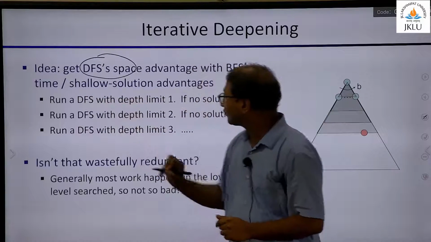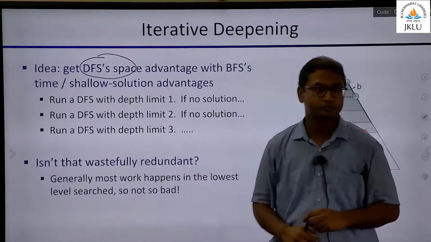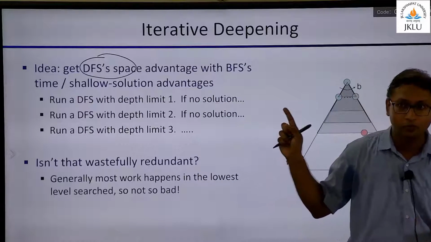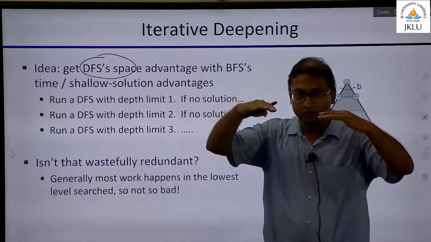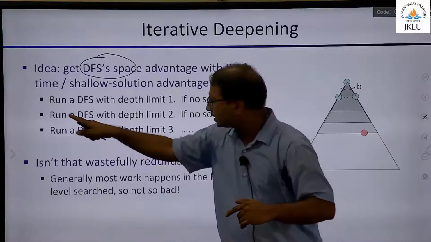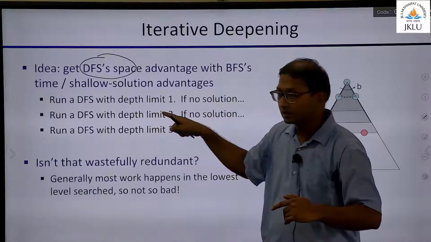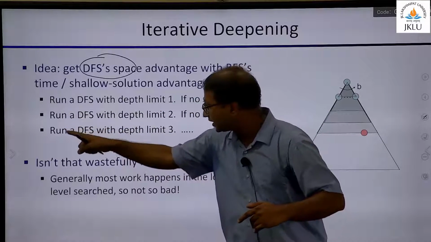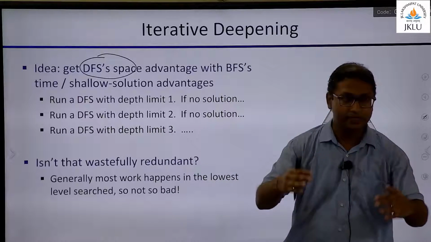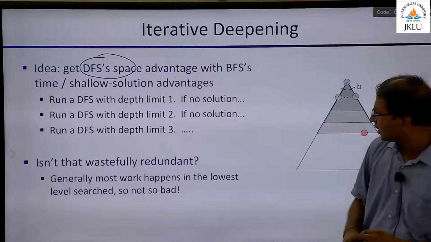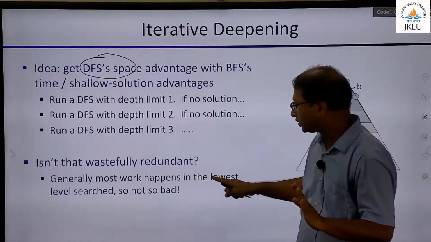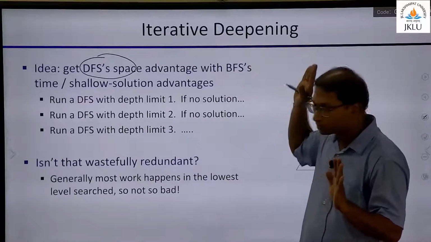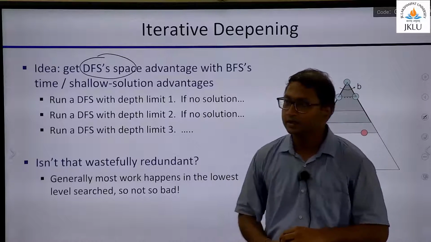So run a DFS with depth limit 1. What is this algorithm asking you to do? Run a DFS with depth limit 1. If no solution, run a DFS with depth limit 2. If no solution, run a DFS with depth limit 3, and just keep on doing this. Isn't that wastefully redundant? Generally most work happens in the lowest level, right? So we don't really get that much speed up.